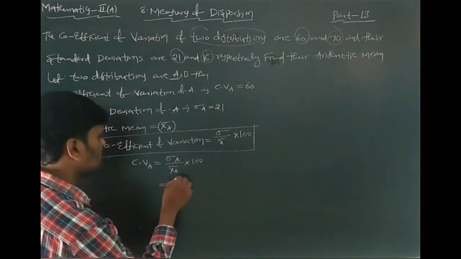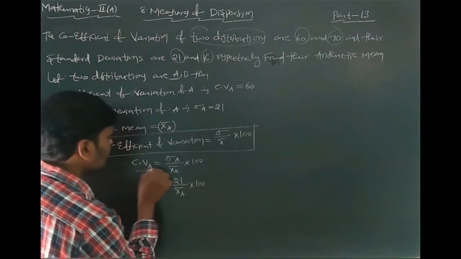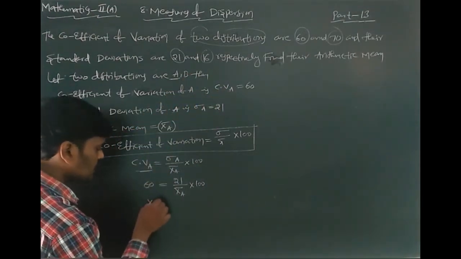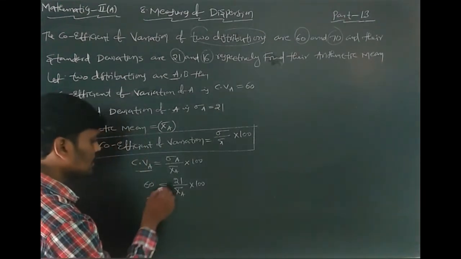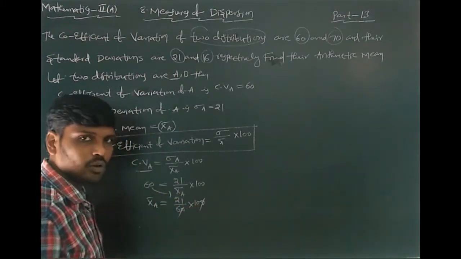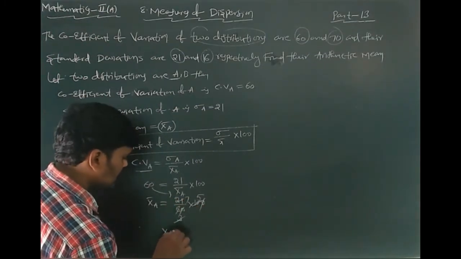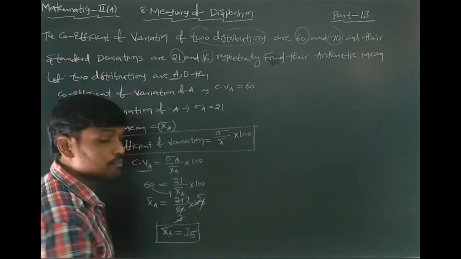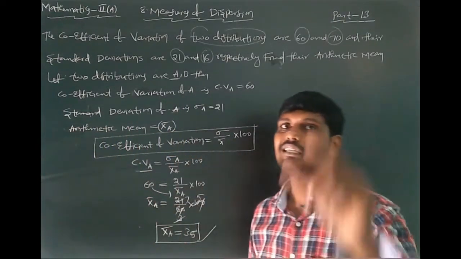What is the value of sigma A? Sigma A value is 21. X bar A we don't know, so we find it. The coefficient of variation of the first one is given as 60. After that, x bar A equals 21 by 60 into 100. The zeros get cancelled, and 3 sevens are 21, 7 fives are 35. Then x bar suffix A equals 35. What is the arithmetic mean of the first distribution? The arithmetic mean of the first distribution is 35.